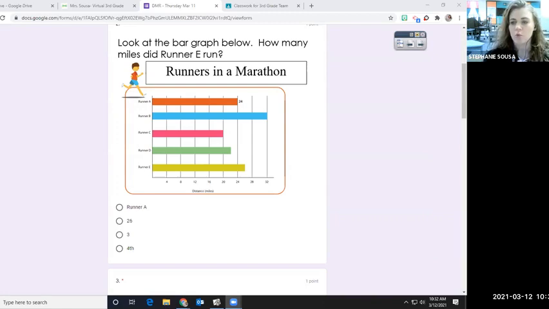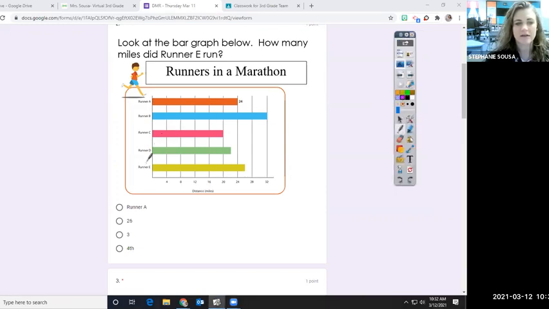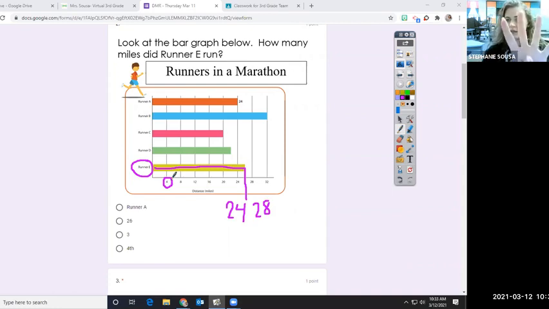Here we go. We see right here that we can look at the bar graph. How many miles did runner E run? Well, let's take a look at E. E is here, and E goes all the way here, but oh no! It's in the middle. 24 is on this side. 28 is on this side. We're counting by fours. So what's in the middle of 4? 2. 2 plus 2. So 24 plus 2 is 26. 26 is how many miles runner E ran.